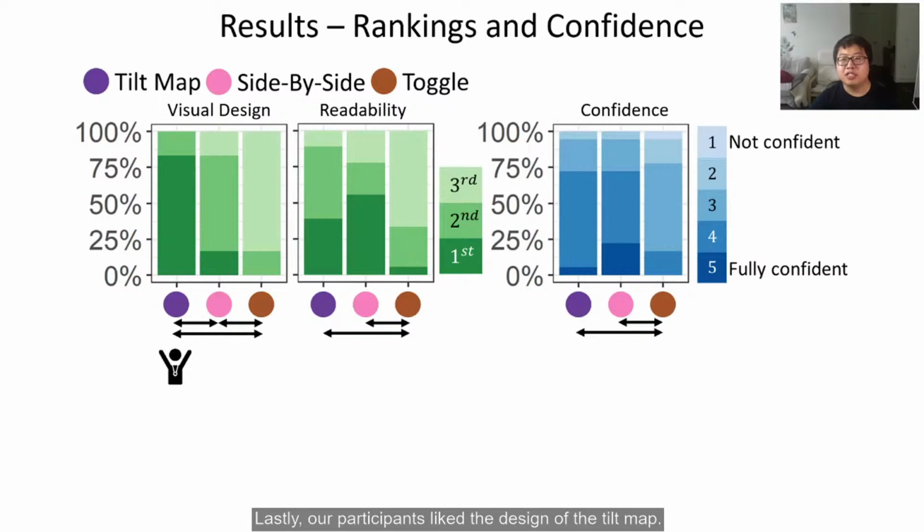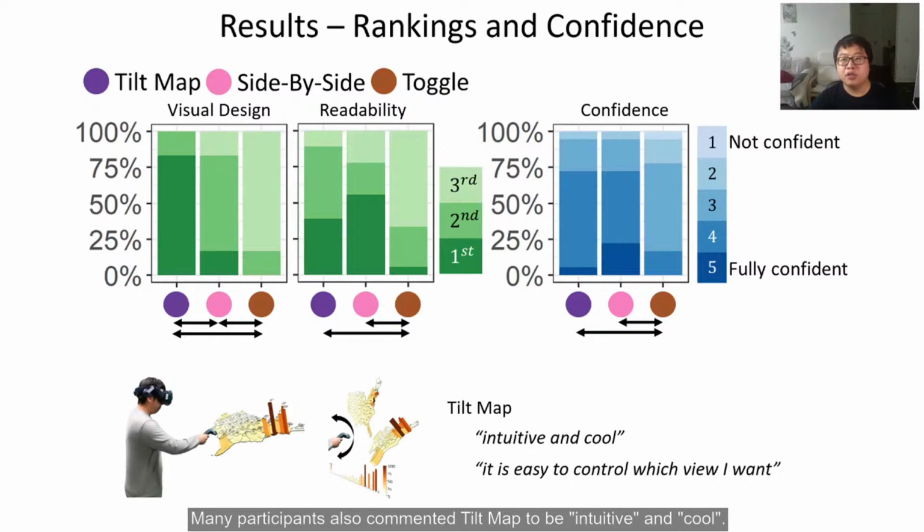Lastly, our participants liked the design of the tilt map. We also found participants felt less confident in toggle than in the other conditions. Many participants also commented that tilt map was intuitive and cool. They also liked the way it provides a new and easy way to switch between views.